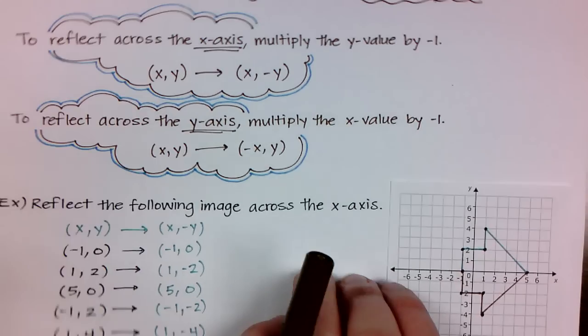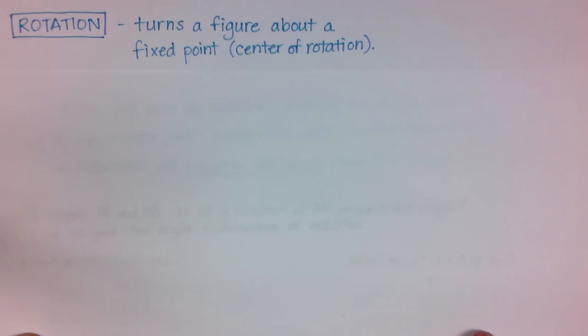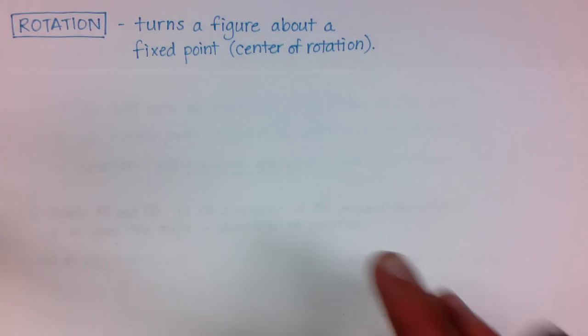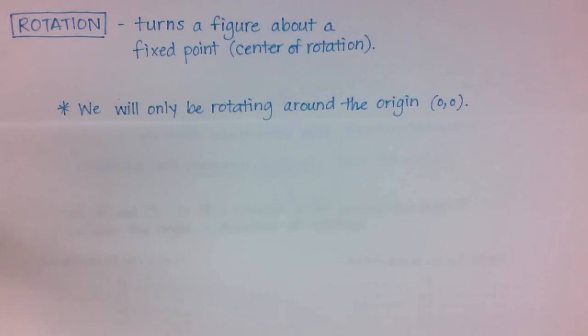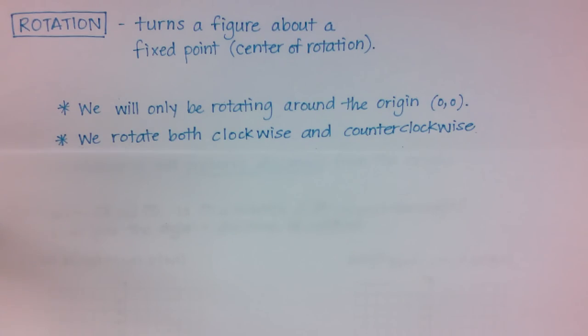The final thing that we're going to talk about is rotation. Let's remind ourselves that a rotation is turning a figure about a fixed point, called the center of rotation. Some things that we're going to keep in mind in this lesson is that we will only be rotating around the origin. That's always going to be the point that we are turning an image around. And we can turn it two directions. We can turn it clockwise or counterclockwise.